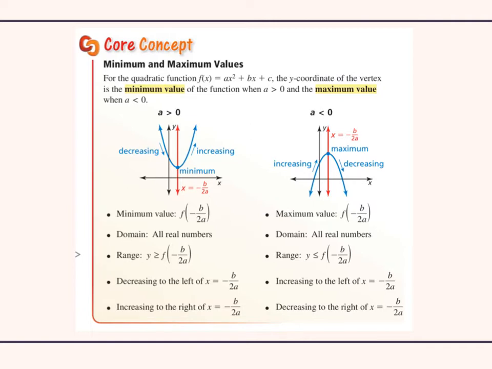So we know if our graph is going up, if our parabola is going up, we have a minimum value. If our parabola is opening down, we have a maximum value. And our max or min is always our y value. So it is always going to be the y value from the vertex. So remember, your x value in your vertex is your axis of symmetry. The y value in your vertex is always going to be the max or min.